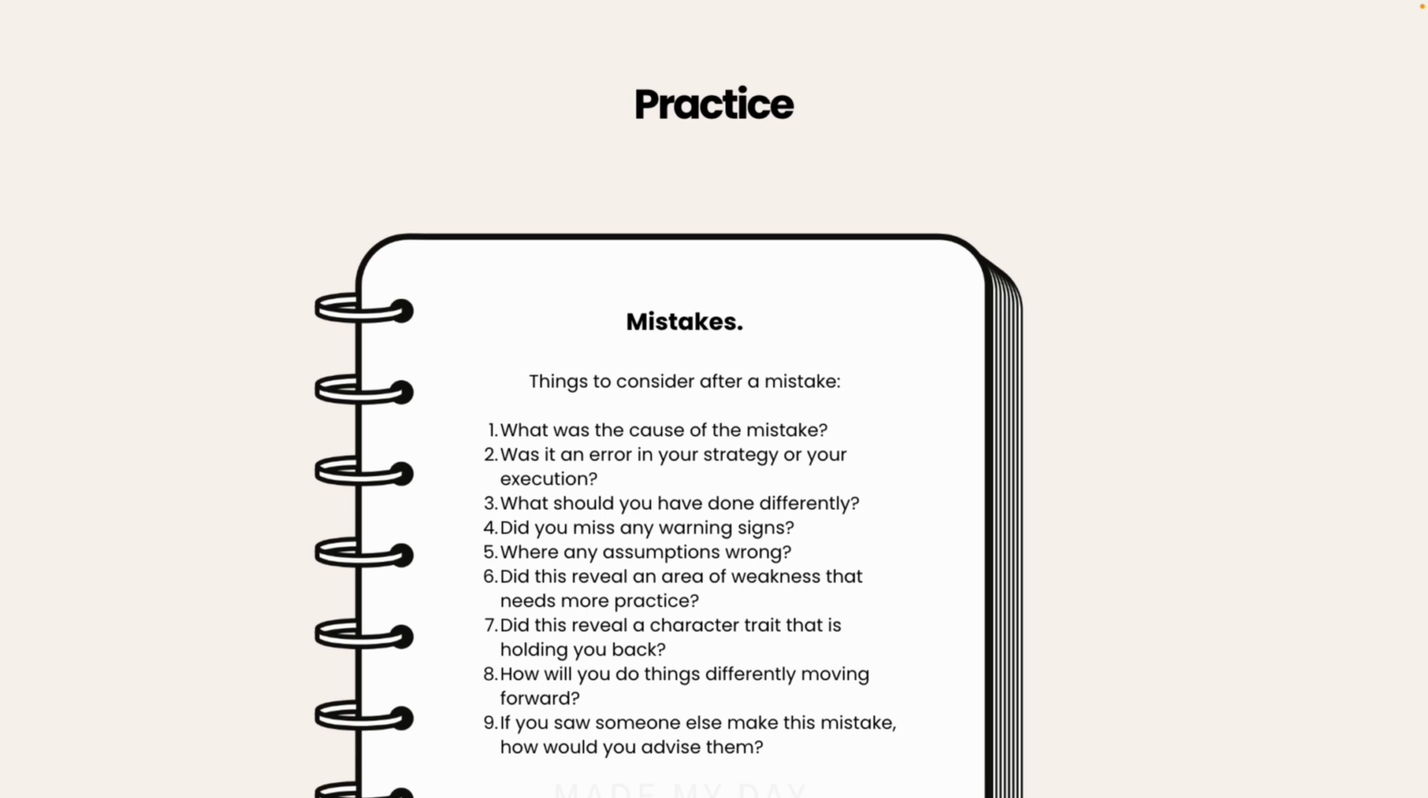Here are some things that the book tells us we should consider after we make a mistake. So what was the cause of the mistake? Was there an error in your strategy or your execution? What should you have done differently? Did you miss any warning signs? Did this reveal an area of weakness that needs more practice? Did this reveal a character trait that's holding you back? How would you do things differently moving forward? And if you saw someone else make this mistake, how would you advise them?